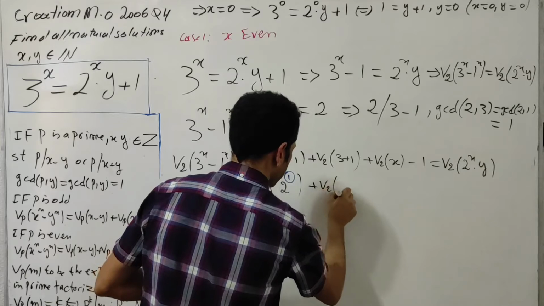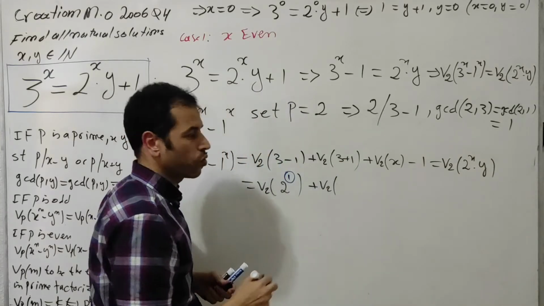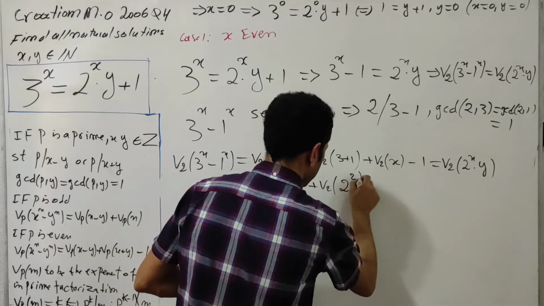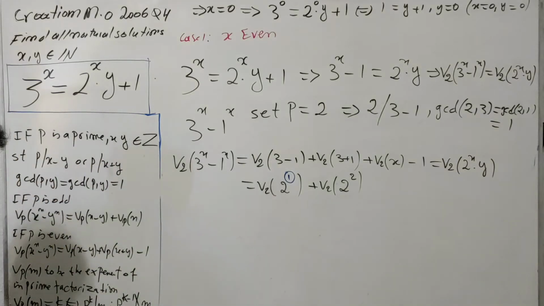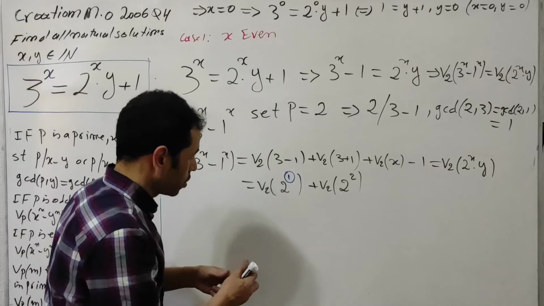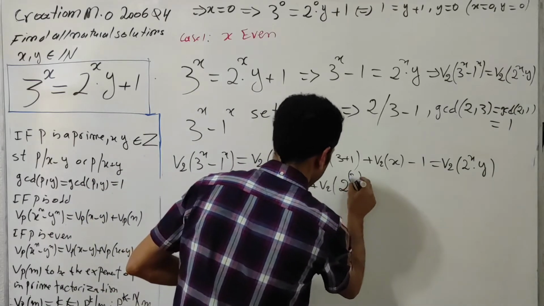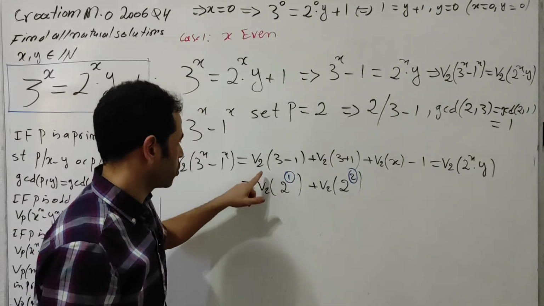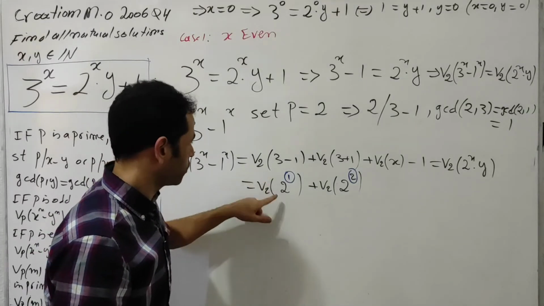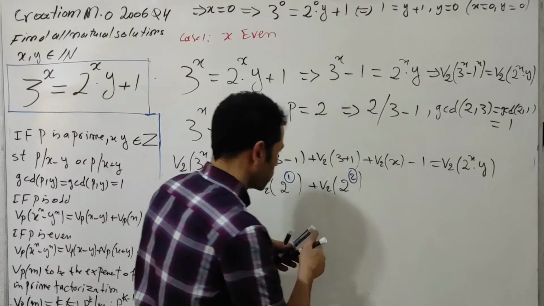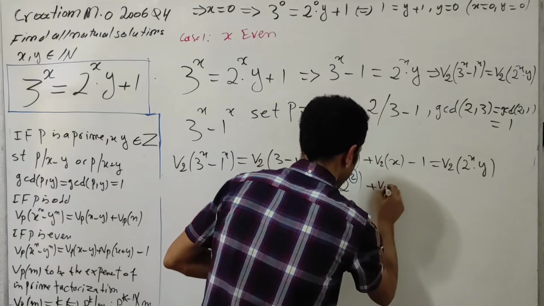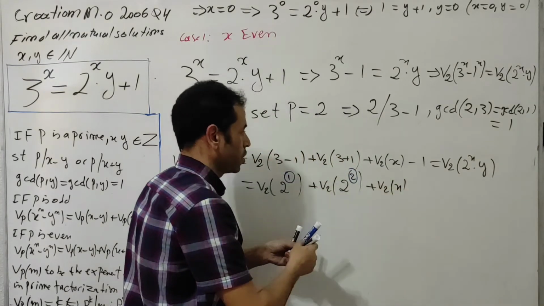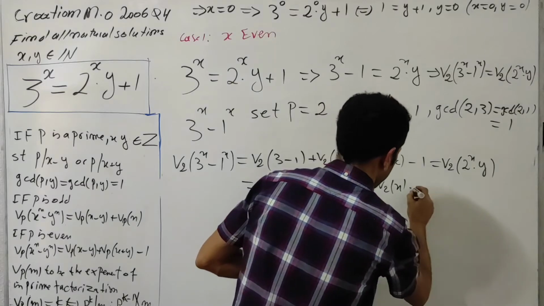Plus v2 of 3 plus 1 is 4, to the 2. As we have in our definition, Vp of m equals k as an exponent. So now, I'm also taking this exponent, because this exponent 2 must be written in the form of the prime. Plus v2 of x. I'm going to leave this one as is, minus number 1.